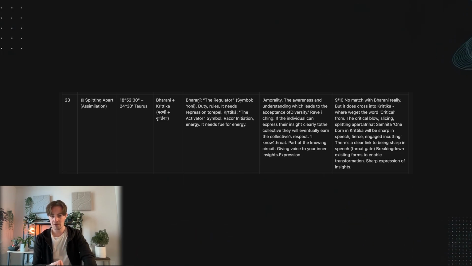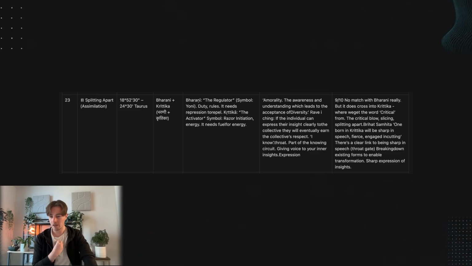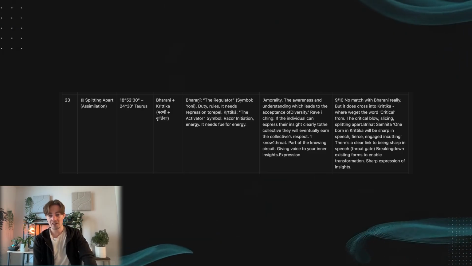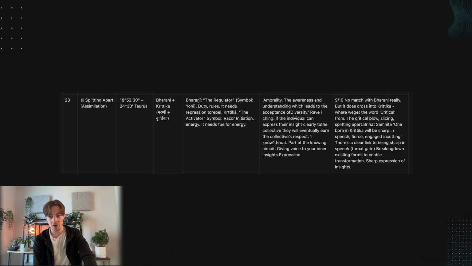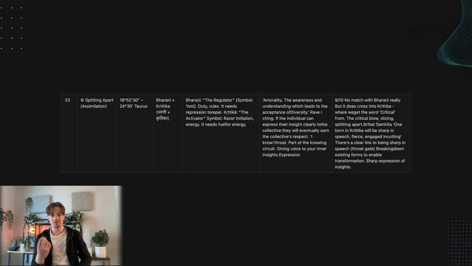There's a description of this gate being the gate of I know this, the characteristic of someone who says, I know, I know. It's a throat gate, which is where that sense of saying I know comes from. So it's part of the knowing circuit in human design. So it's very much about knowing. And it's about giving voice to your inner insights, gaining those insights and then expressing them.